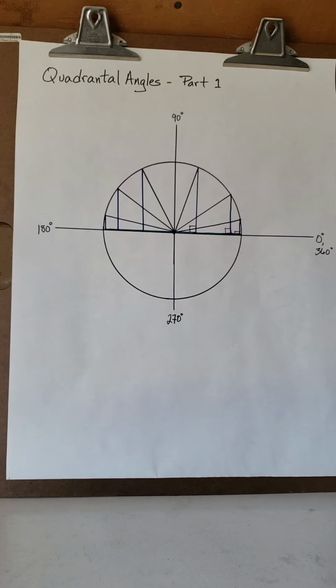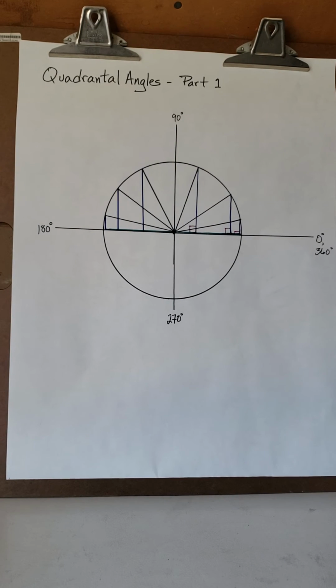At that same time, in going from 0 to 90, you can see that the length of the adjacent side of the triangle, the green line, is getting shorter and shorter. And eventually at 90 degrees, the length of the green line would be 0. So at 90 degrees, the adjacent side is 0.